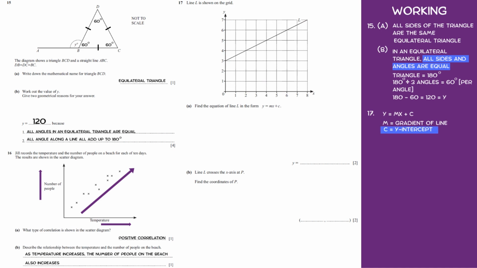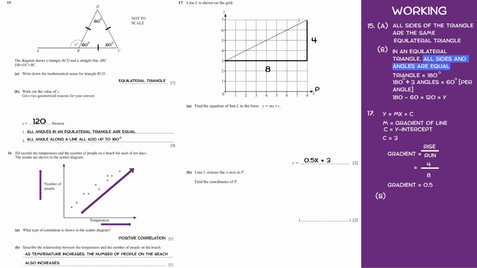C is very easy as it is shown specifically on the graph as 3. For m, we need to use the rise and the run of the graph in the form of a triangle. In this case, we would use the rise of 4 and the run of 8, and using rise over run will give us 1/2, therefore, making our equation equal to this. For part B, we are asked to find the coordinates of P, given that it lies on the x-axis.